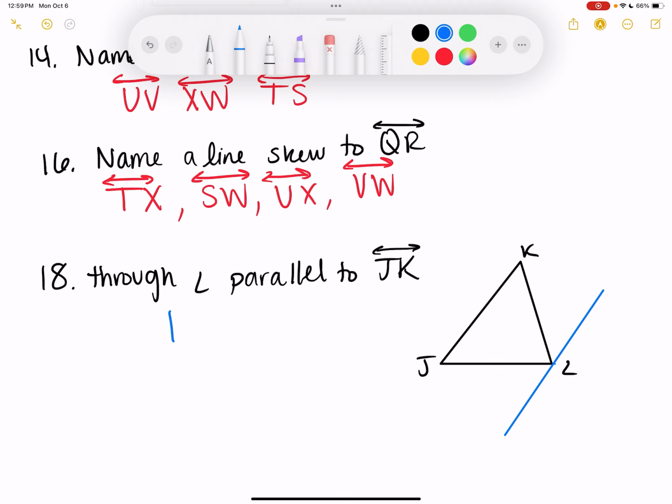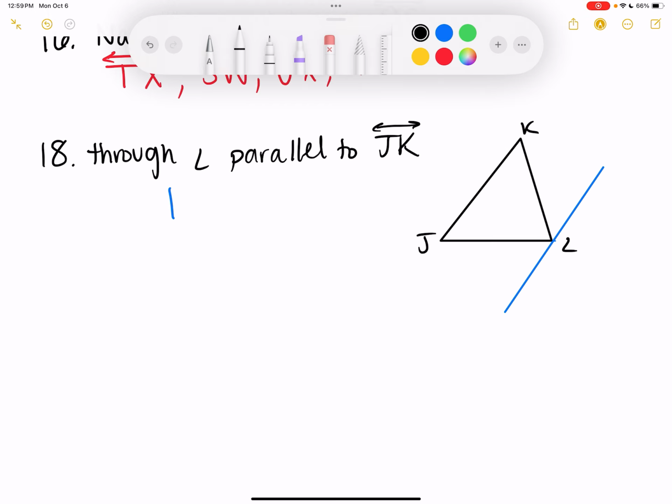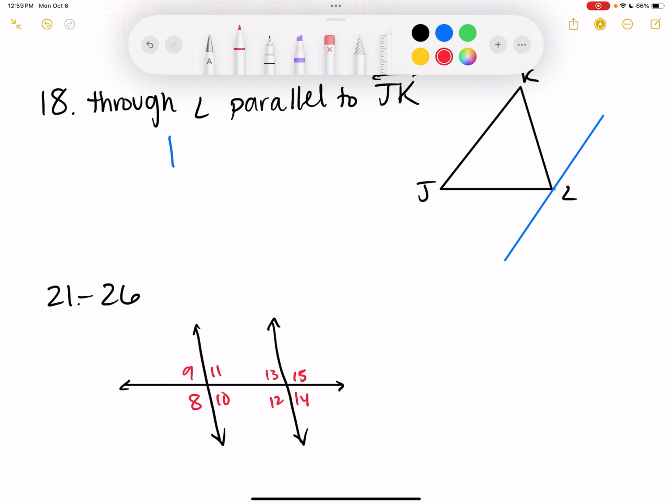All right, the last ones here are going to be similar to how we ended a little bit ago, or how the end of the PowerPoint was. So for 21 through 26, we have this diagram here. We have 2 lines cut by a transversal. This is 8, 9, 10, 11, 12, 13, 14, 15.